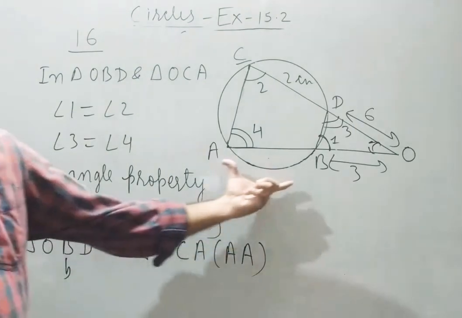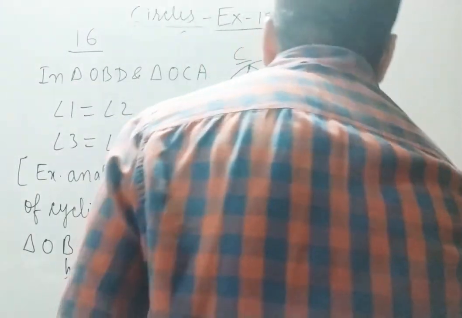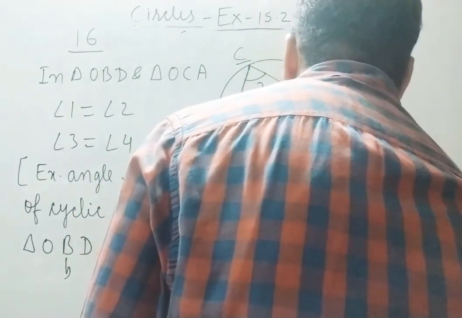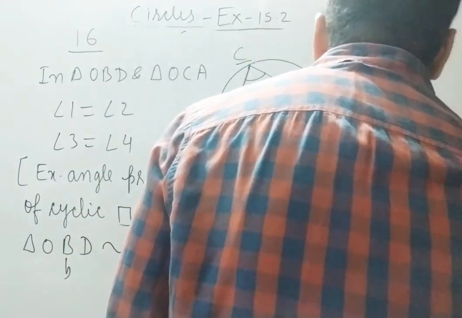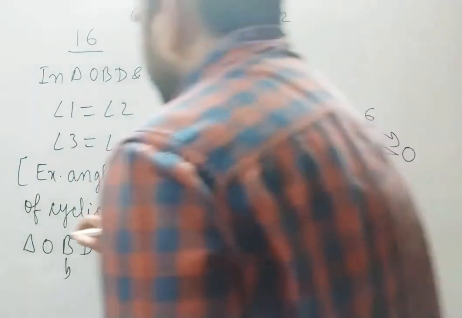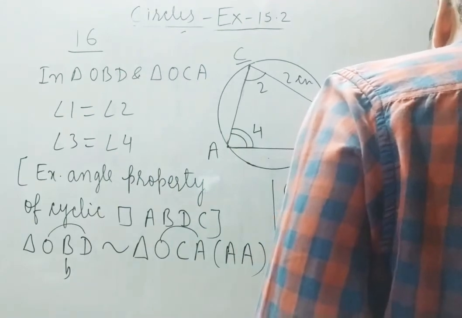Okay. If the triangles are similar, their sides are in proportion. So, how to write the proportionality? See, if you will take OB, then OB upon OC, correct? If you will take BD here, then we have to take CA here. And last, if we take first and third, that is OD, then you have to take here also first and third, that is OA.